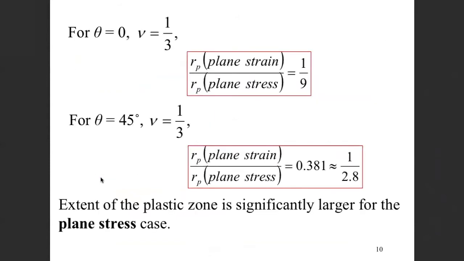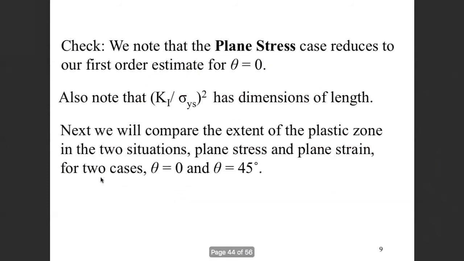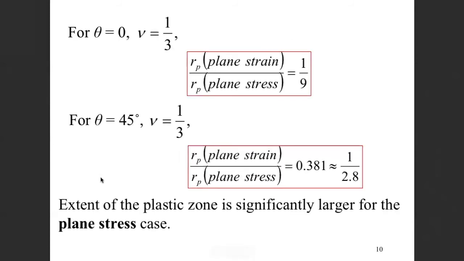And we can look at the ratios, or we can look at where in our r-theta space we've exceeded yield. And the important thing to know is that in the plane stress case, we have a significantly larger plastic zone than the plane strain case. Again, this is not something that was intuitive before you actually worked through it or saw the figure.